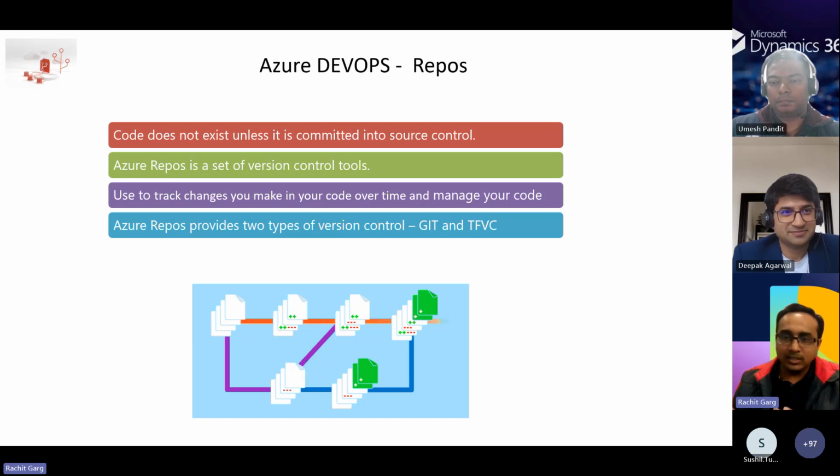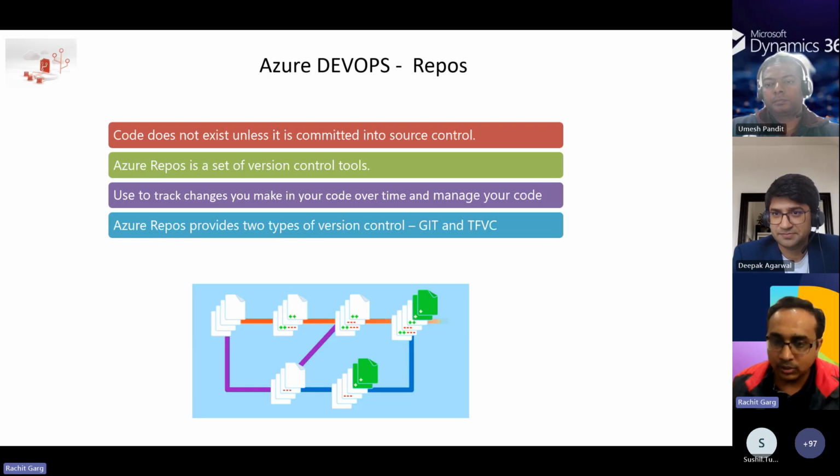There are two types of version control: one is TFVC, one is Git. TFVC has been supported for FNO since the beginning, and recently Git has also been made available, and Git is supported for finance and operations development.